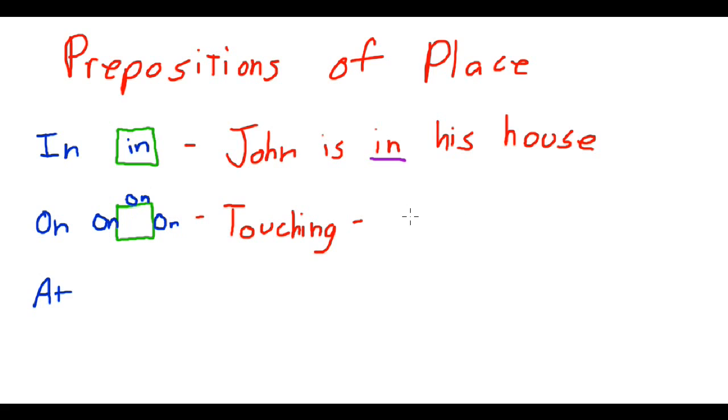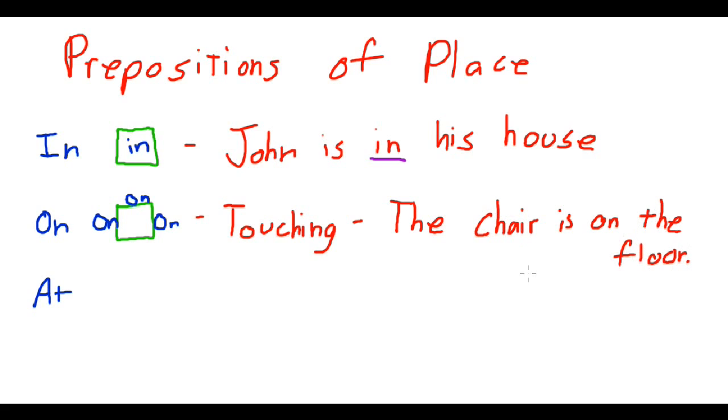So I can say, for example, the chair is on the floor. Correct? The chair is on the floor. The chair is not in the floor. It's not inside the floor. The chair is on the floor. Alright? So you can kind of see the difference.